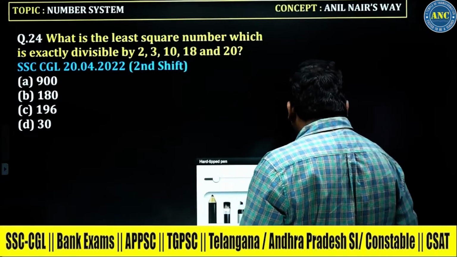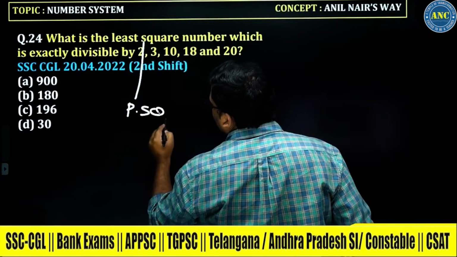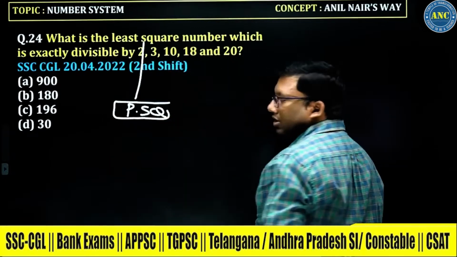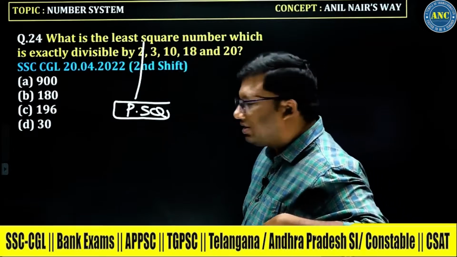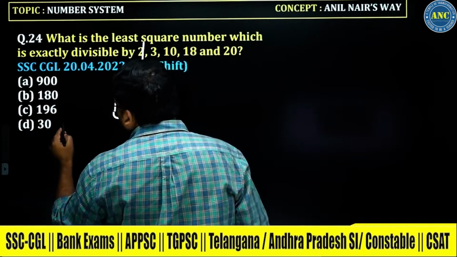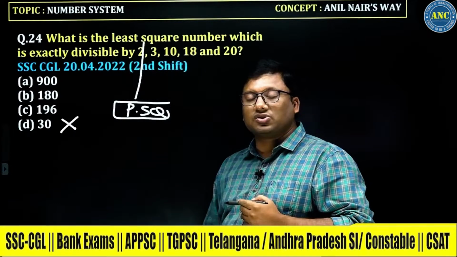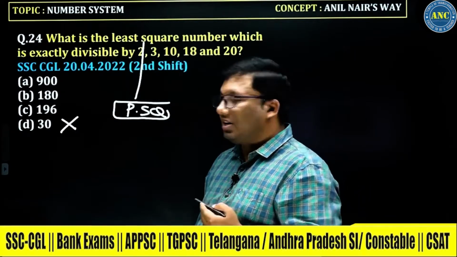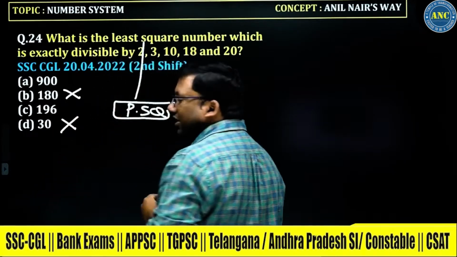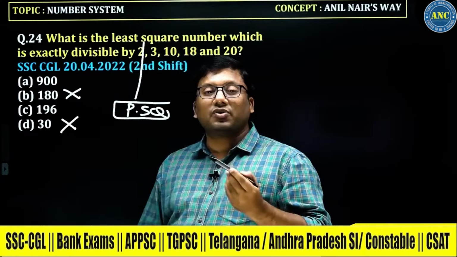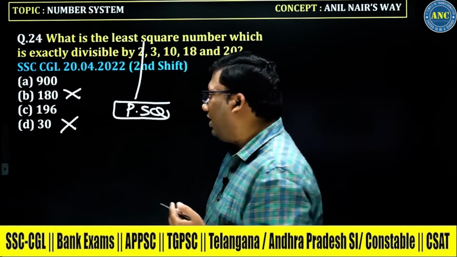What is the least perfect square? The answer should be a perfect square. Which perfect squares are there in the options? Now if you see, 30 is not a perfect square. 5 square is 25, 6 square is 36. 180 is not a perfect square. A perfect square will be, for example, 12 square 144, 13 square 169, 14 square 196.